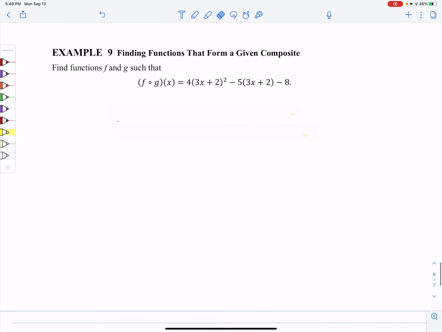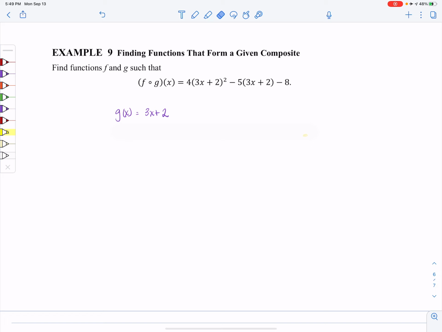All right, number 9, find functions that form a given composite. So this one is a work backwards question. You'll notice that I'm told that f of g looks like this. We're asked to find what f of x is and what g of x is. Now, there's one that's an obvious answer, and then there are others that could also work. So there are multiple things here that could work. But the way I see it is that this kind of looks like a 4 something squared minus a 5 times the same thing minus an 8. That's kind of what I'm seeing.